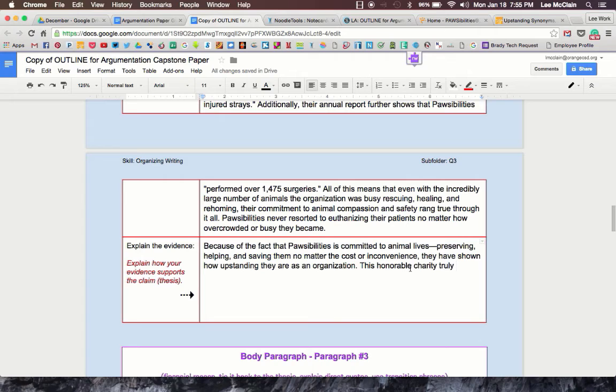So I'm trying to say that this honorable charity truly, I don't want to say "walks the walk" because I think that's a little informal for this type of paper, truly executes its mission. In short, it does exactly what it has set out to do: save the lives of all animals it encounters.